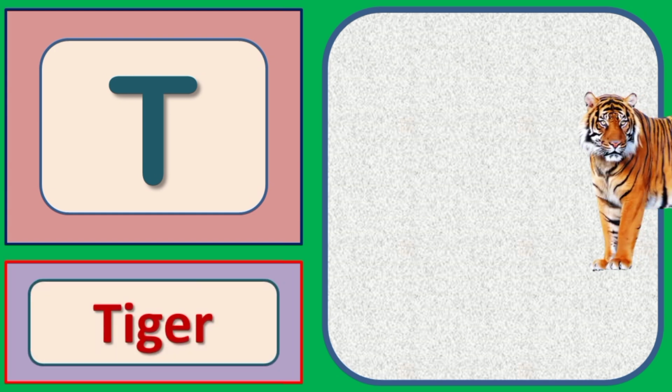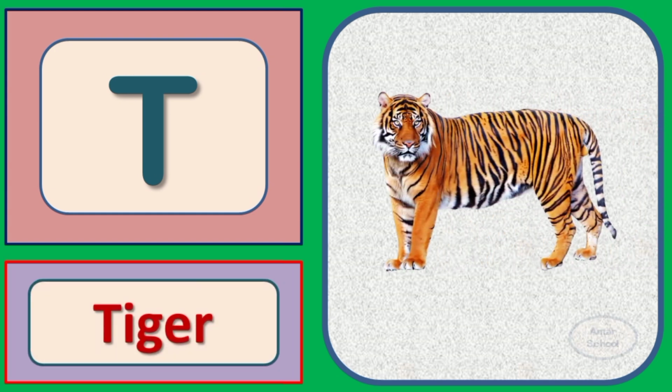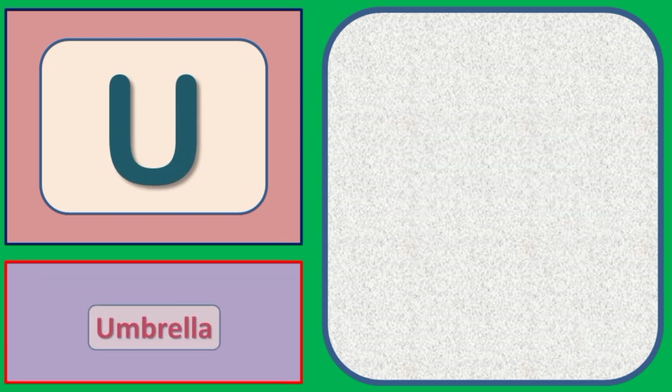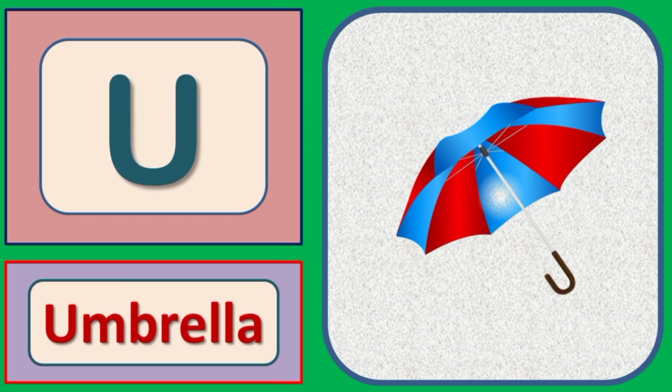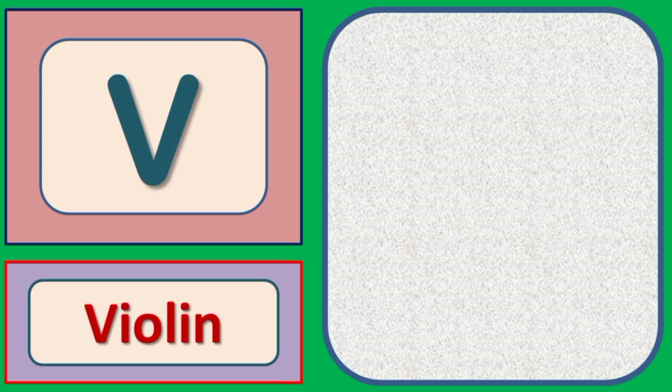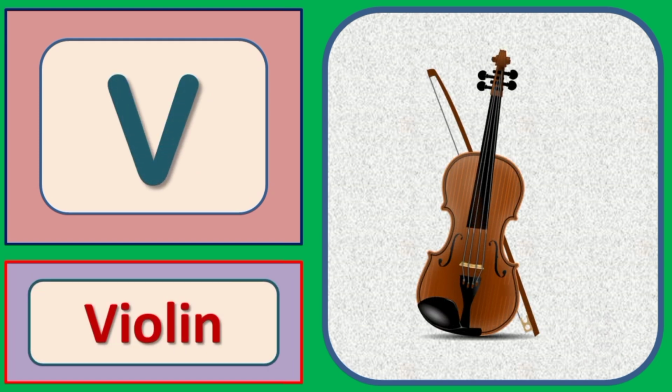T for tiger. This is tiger. U for umbrella. This is umbrella. V for violin. This is violin.